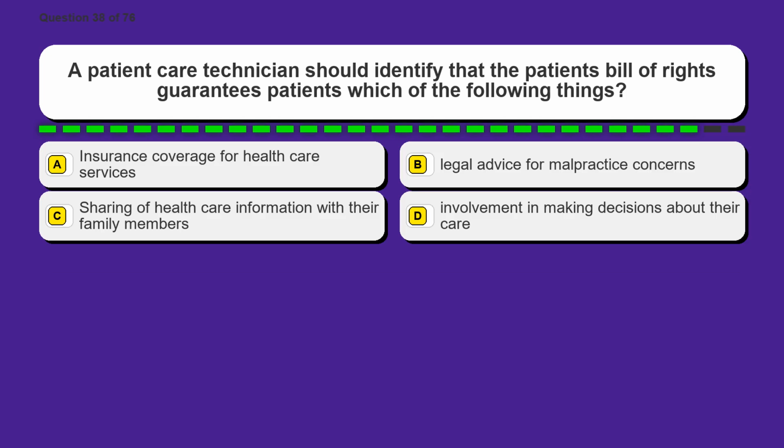Question 38. A patient care technician should identify that the patient's Bill of Rights guarantees patients which of the following things? Option A, insurance coverage for healthcare services. Option B, legal advice for malpractice concerns. Option C, sharing of healthcare information with their family members. Option D, involvement in making decisions about their care.